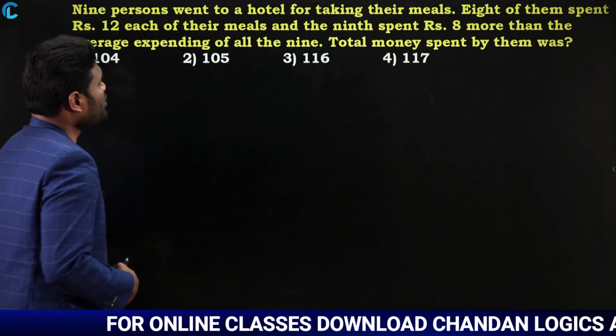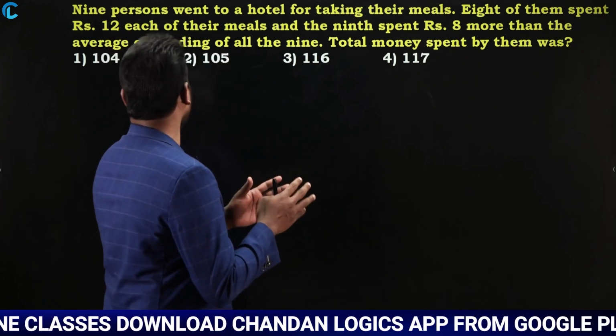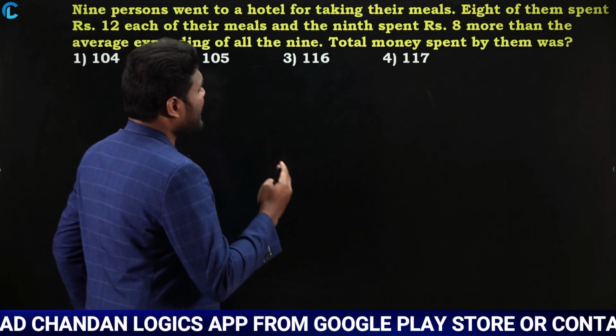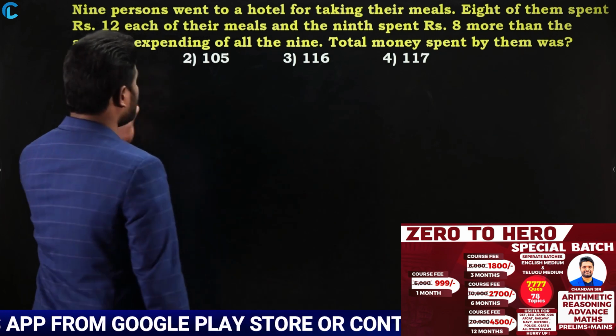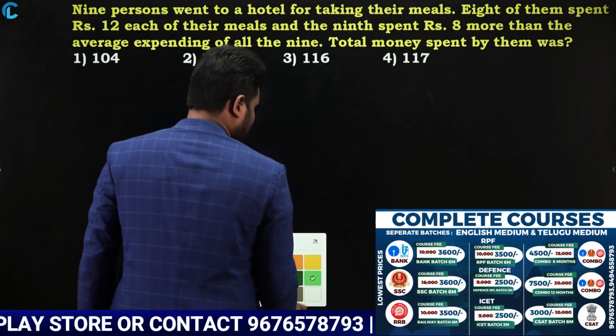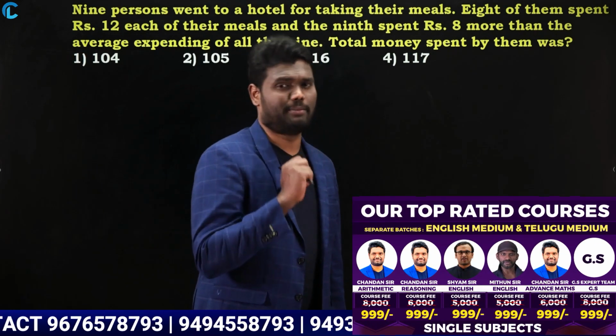9 persons went to a hotel for taking their meals. 8 of them spent rupees 12 each on their meals, and the ninth spent rupees 8 more than the average expenditure of all the 9. Total money spent by them was. We need to find the total money spent by all the 9 persons.